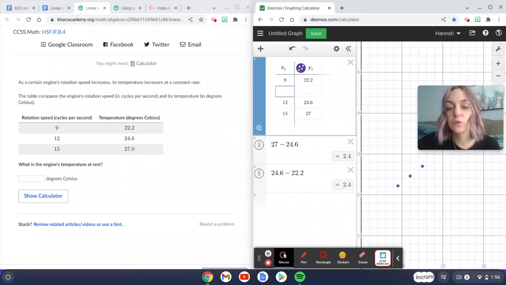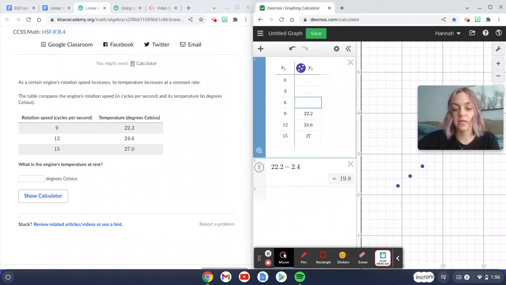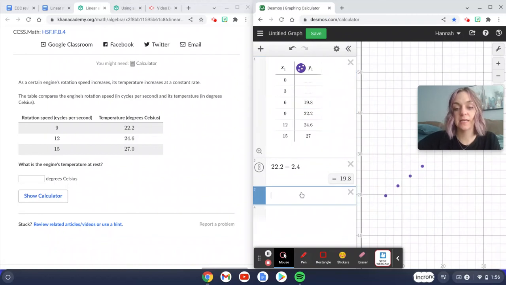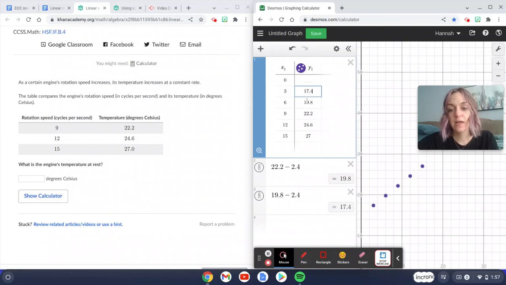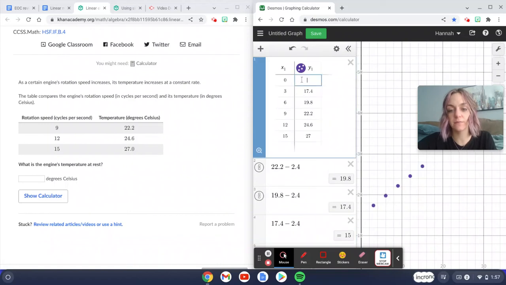So what I did here was put in 6, 3, and 0 because I'm subtracting 3 every time so that I can find what the temperature at rest is going to be. So I'm going to take 22.2, and then I'm going to subtract 2.4. I get 19.8. So I'm going to take 19.8, subtract 2.4, which is 17.4. And then lastly, 17.4 minus 2.4, which gives me 15.